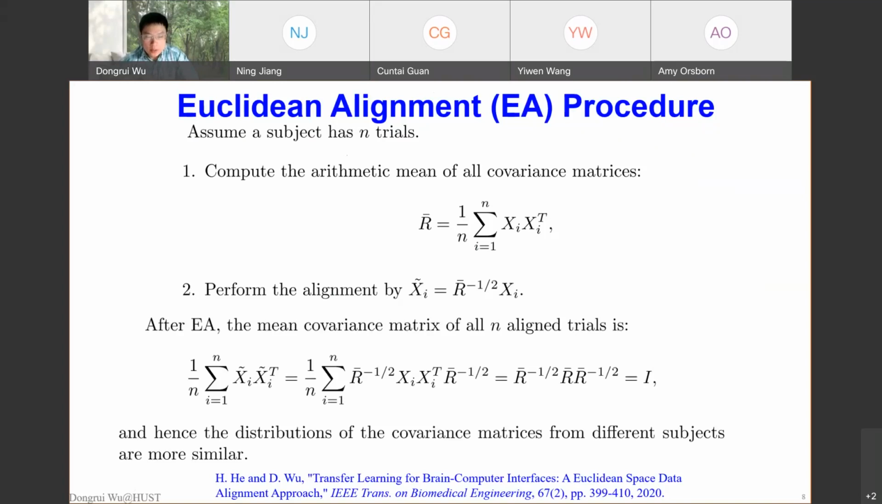After Euclidean alignment, the mean covariance matrix of all aligned EEG trials becomes the identity matrix, and hence the distributions of the covariance matrix from different subjects are more similar, and this will facilitate later signal processing and machine learning.